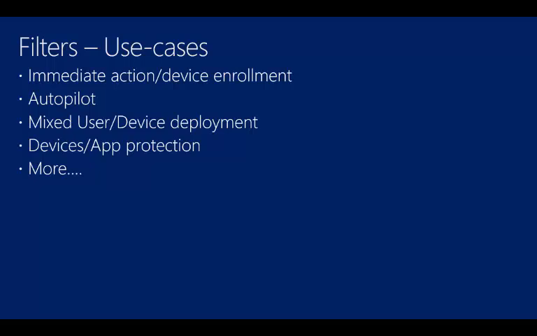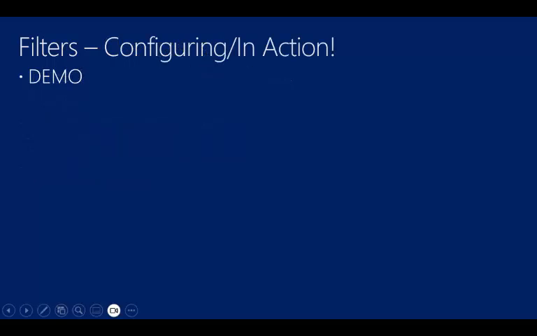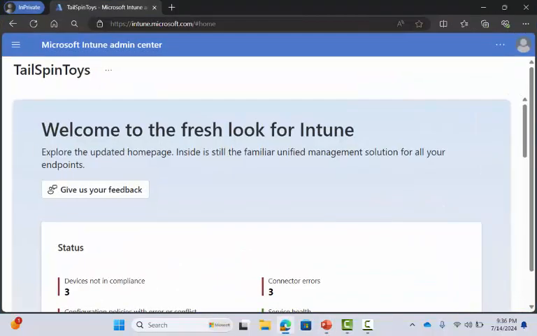And then finally, device app protection, as I've given examples of before, and we could keep going on use cases, but now it's well past time. Let's actually get into the console and let me show you what these filters look like. So here's Intune again, and I want to show you how you first build the filters, and then I want to show you how you use the filters.